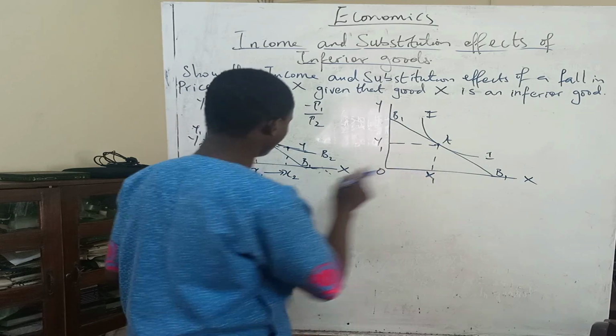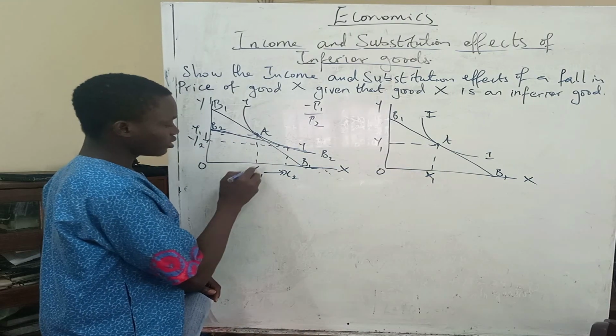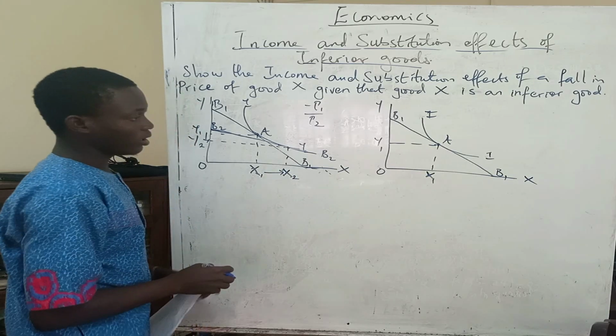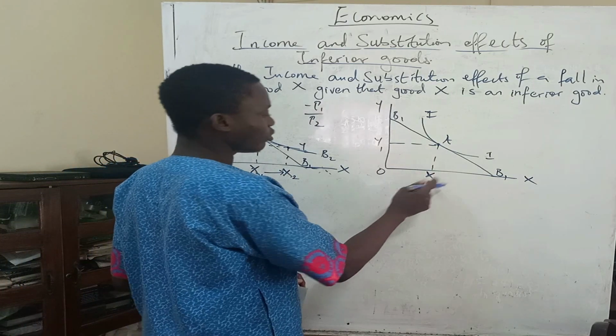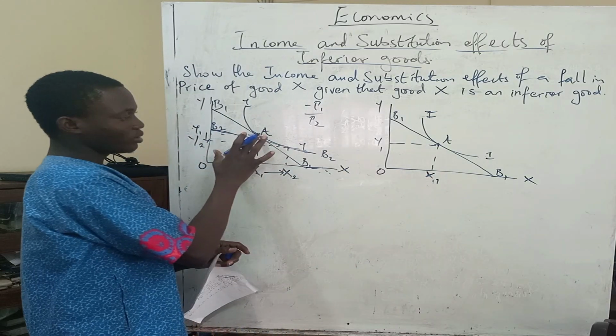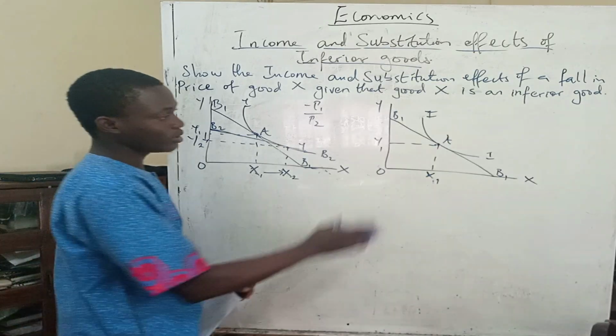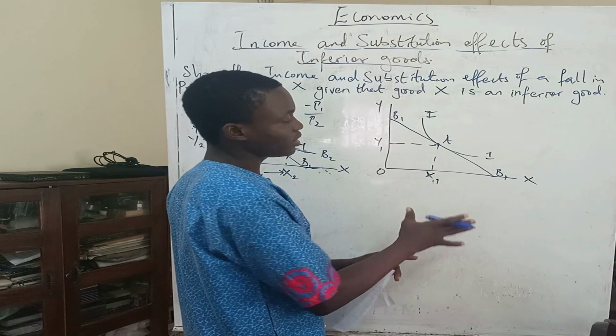Let me just use the same X1, because some people might think I'm talking about two kinds of good X now. What happened there was that we started from the initial point and showed the substitution effect. So here we are going to start from the initial point and show the income effect.